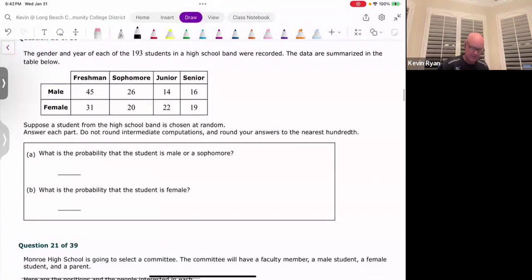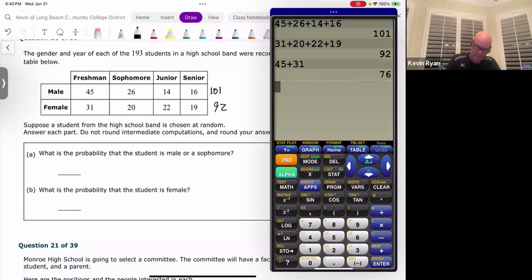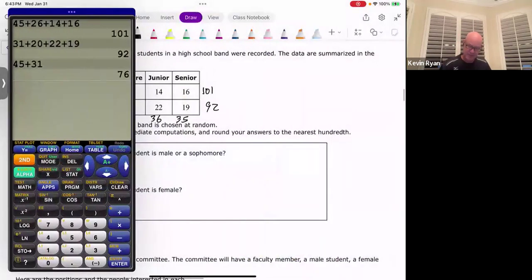Question 20. All right, and very quickly for this one, I did this one earlier. I'm going to go ahead and find the totals here. So 45 plus 26 plus 14 plus 16. 31 plus 20. All right, I think this will make things go a little easier. Round your answer to 100th.